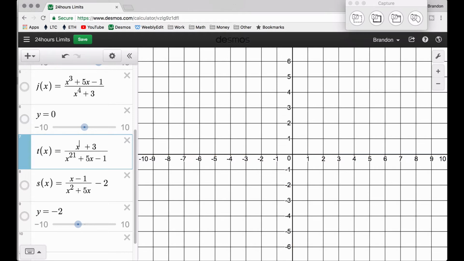Let's change the top to 21. Now notice we have the same degrees. Use the leading coefficients, 1 over 1. That's why our horizontal asymptote is going to be 1 in this case. These 1 values that you see here are not exactly 1, it's just that Desmos is rounding.